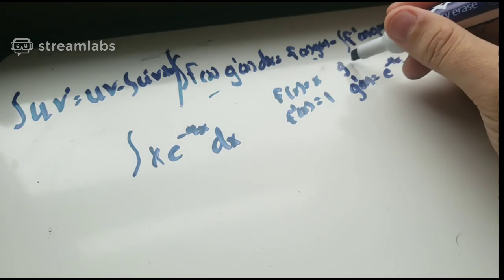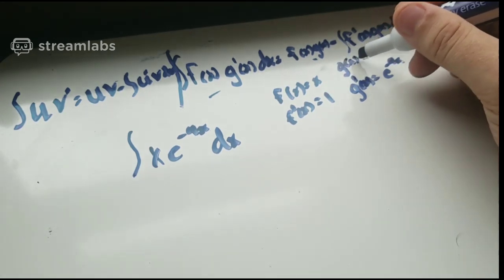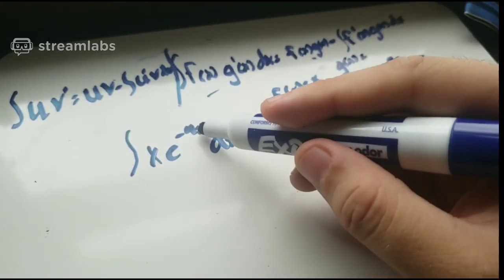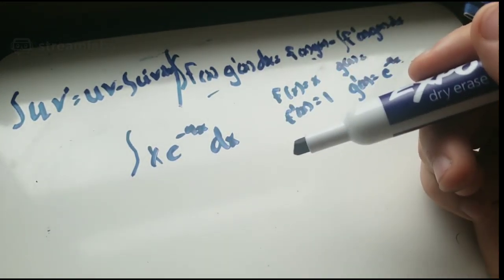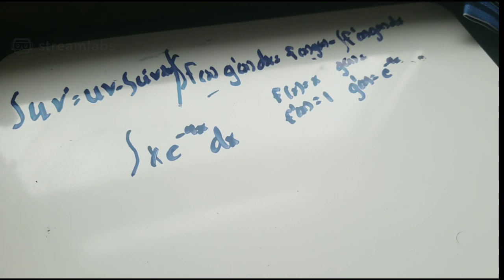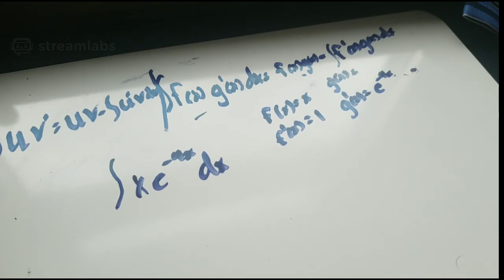Well, I need to find the antiderivative of g of x. Now, it's not e to the x, it's e to the negative 4x. So we have to remember, either you're going to have to do the substitution rule, or I believe we gave you a rule for e to the exponents. So I'm just going to tell you the rule for e to the exponents.